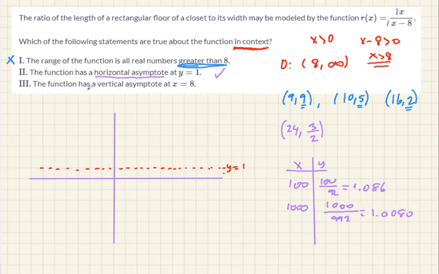The next one is that the function has a vertical asymptote. Some people may know already immediately from the function itself, but if you don't know, it's basically the line that you cannot touch.